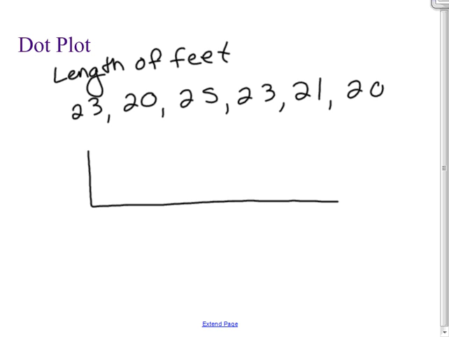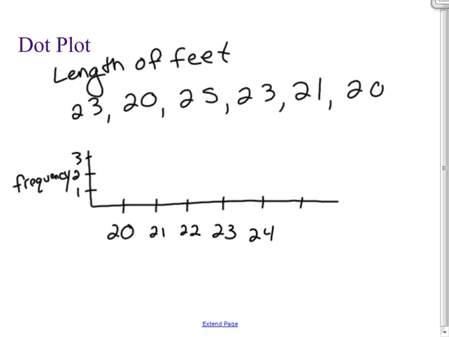For a dot plot, going up the left-hand side is frequency. So 1, 2, 3, etc., more if I need to. And then across the horizontal is what we're looking at. So I'm going to look at my lowest length, which is 20. And then we'll look at 21, and then 22, 23, 24, 25. And if I had to keep going, I would. I'd continue to count out this way. This is the length of a foot in centimeters. And then for the dot plot part of it, I just put a dot where it falls.